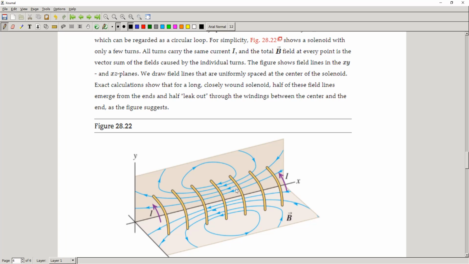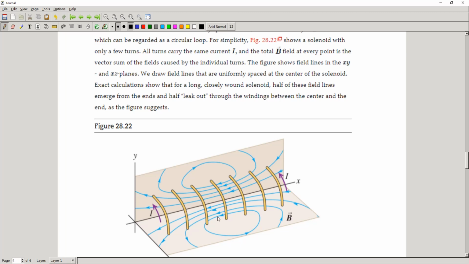And you can kind of see that by what they talk about here. They have a sentence here where they say, exact calculations show that for a long, closely wound solenoid, half of the electric field lines emerge and sort of leak out of the solenoid, while the other half stay inside. So if you have a ton of windings and this thing is really, really large, a bunch of these magnetic field lines are stacked up on the inside, and along that whole length you only lose about half of them, and the other half are all tightly wound on the inside, it's going to be a much stronger magnetic field, and it's going to be very close to a uniform magnetic field on the inside.